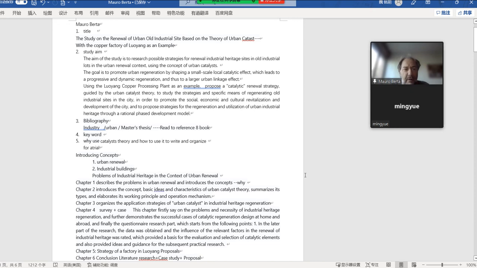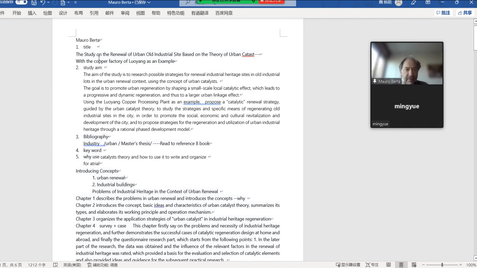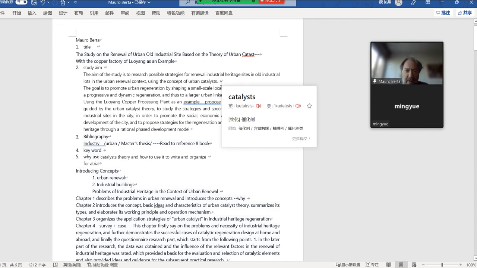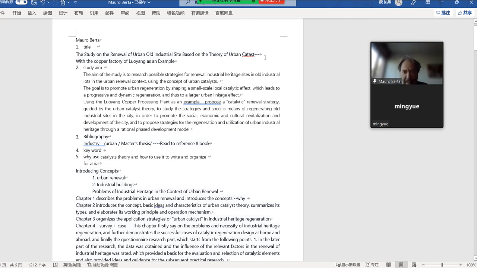So first of all, I have some problems about your title, because you write the study of the renewal of urban old industrial site based on a theory of urban K-test. K-test is not an English word. It doesn't mean anything. So at the beginning, I thought that you were meaning the cadasters, but the cadasters are something which is really different. Probably you don't know what a cadaster is.